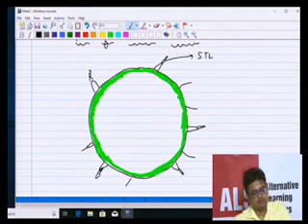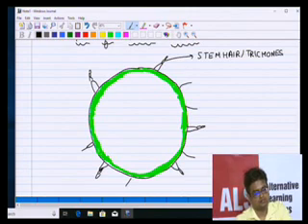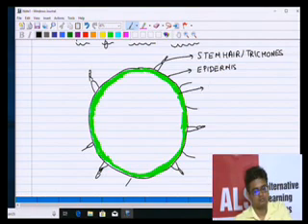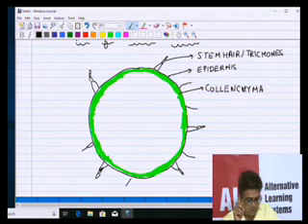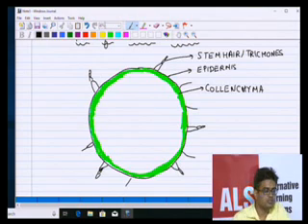Stem hair, also called trichomes. Epidermis, collenchyma. Now starts the cortical part. So after this lies the cortical part.